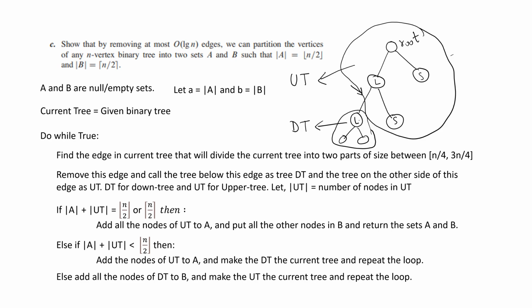So now to prove C, we will use this fact that any binary tree can be divided into two parts by removing one edge, such that each of the two parts is of size between n by 4 and 3n by 4, both inclusive. So we'll follow this routine, the pseudocode which is mentioned here, and you can pause the video and go through all the steps of this pseudocode. And now that you have gone through it, let's analyze the number of times we need to remove the edges.